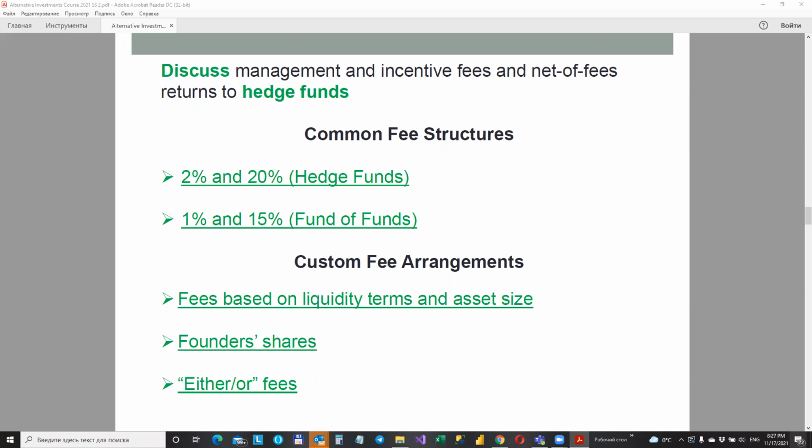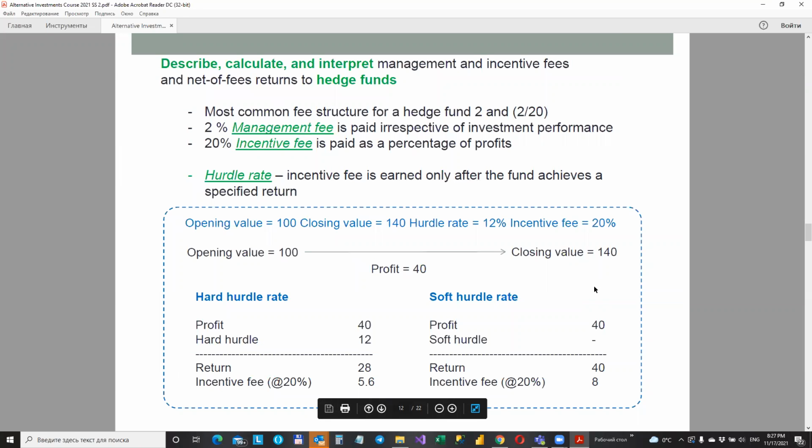And in the following examples we will discuss the fee structure and the effect on the resulting returns to investors. So there will be some calculations, but you do not have to do them. It's all already calculated. We're just discussing. So let us see how the hard hurdle rate and the soft hurdle rate work.